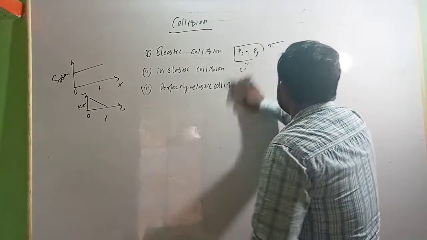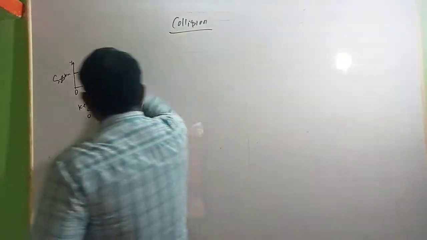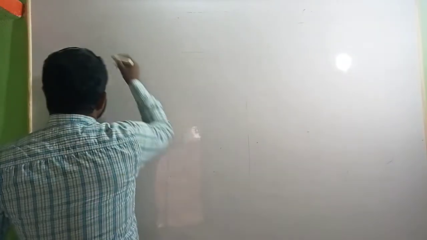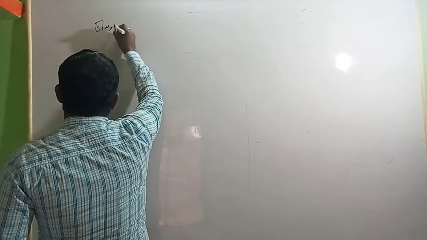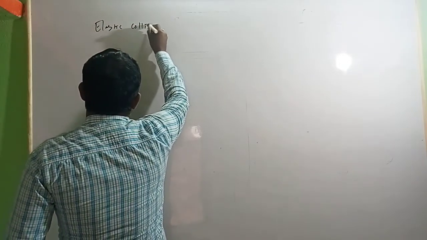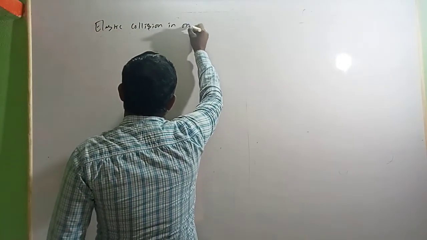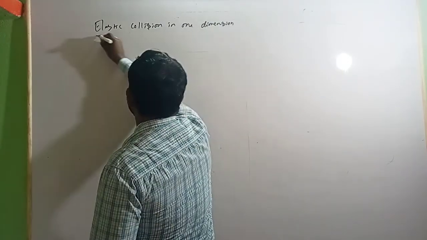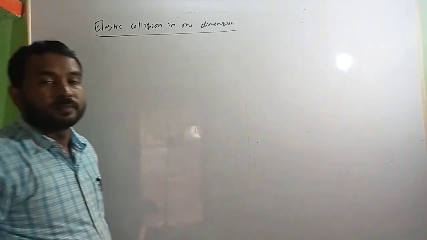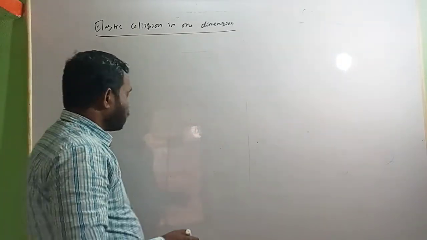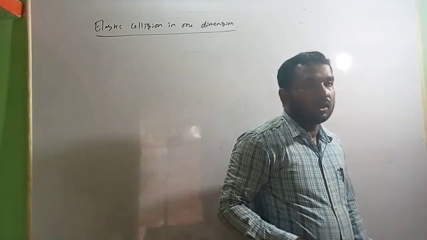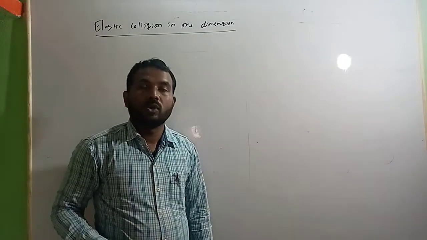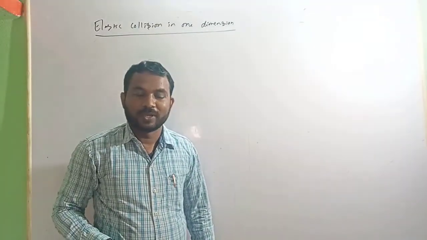Elastic collision in one dimension. Okay, elastic collision in one dimension. It means the collision in which, when the two objects collide, the momentum and their kinetic energy are both conserved. You know that. Okay, very good.